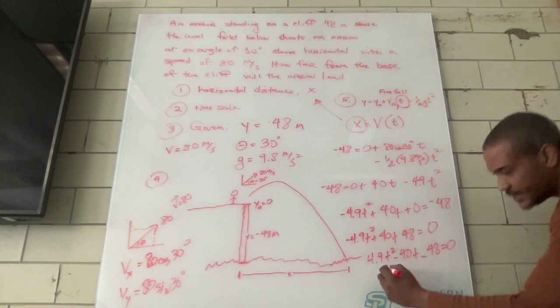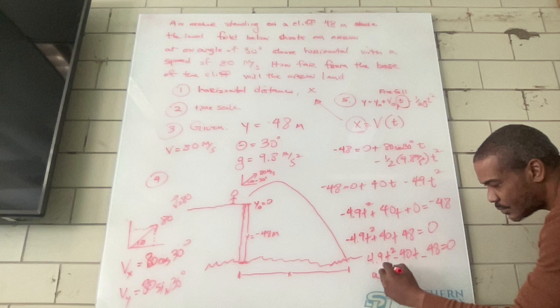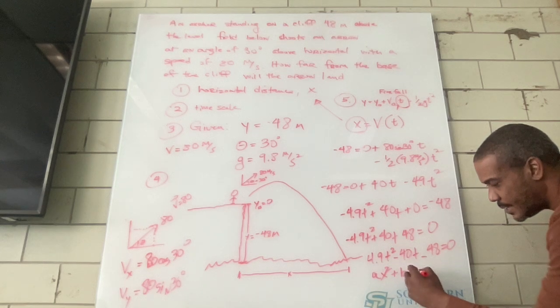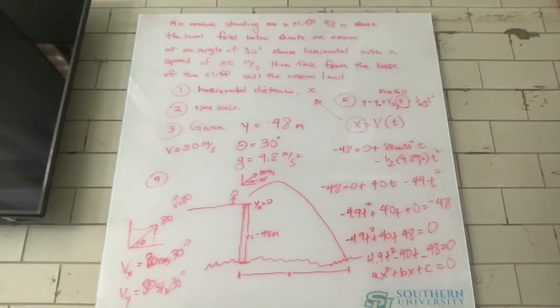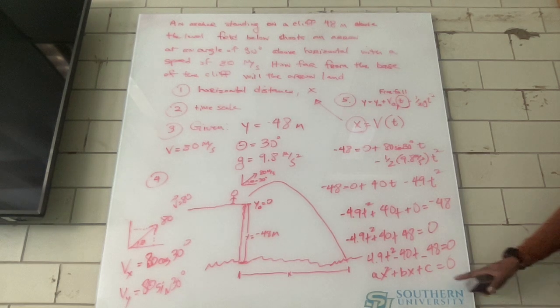Now that looks just like this, right? Ax squared plus bx plus c equals 0. That's the standard form for the quadratic equation. So we took our mechanics equation, plugged in our numbers from our givens, and rearranged things to get something that looked like the standard form.